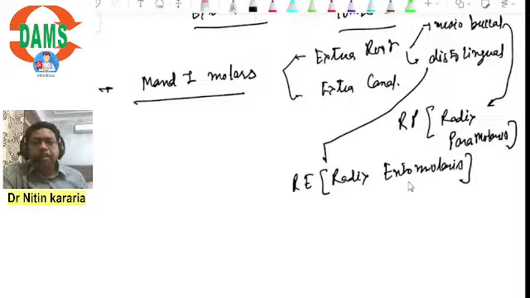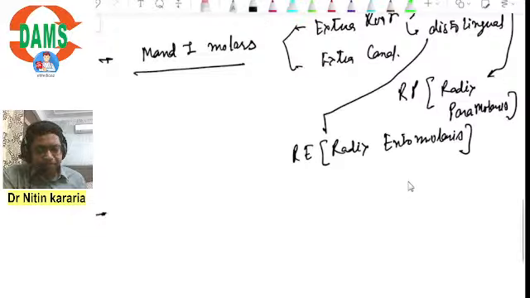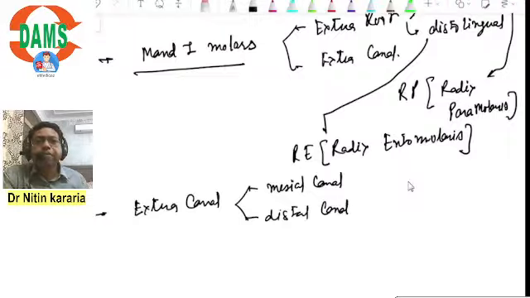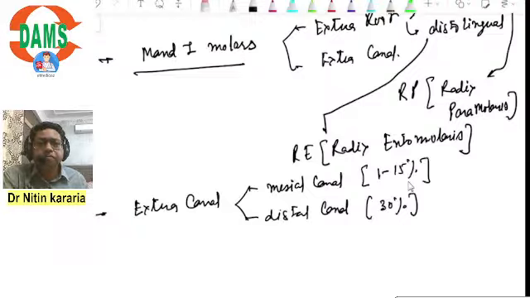Then the variation with the number of extra canals. There can be an extra mesial canal or extra distal canal for mandibular first molars. The extra distal canal has an incidence of 30% and an extra mesial canal has an incidence of 1 to 15%.